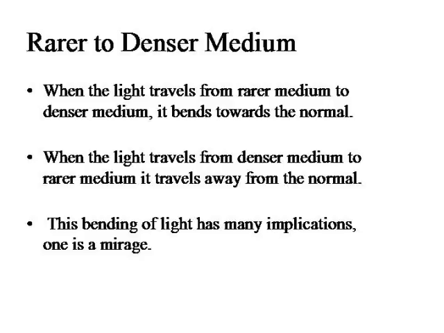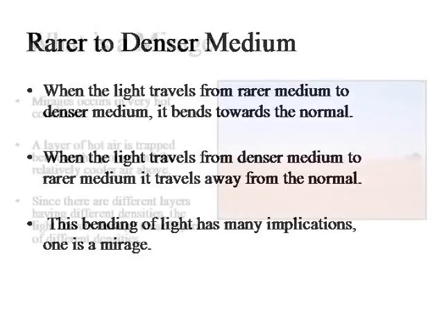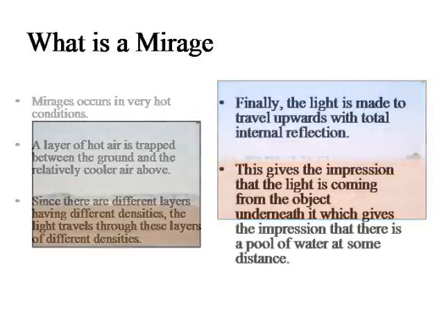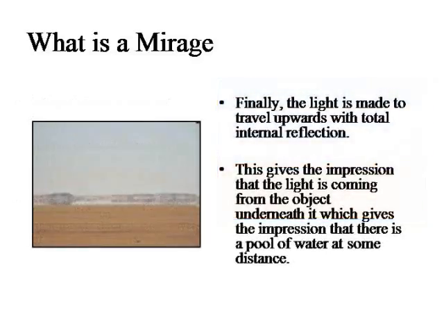This bending of light has many implications, one of which is a mirage. Mirages occur in very hot conditions when a layer of hot air is trapped between the ground and the cooler air above. Since there are different layers having different densities, the light travels in different densities. Finally, the light is made to travel upward with total internal reflection. This gives the impression that the light is coming from the object underneath. This makes it look as if there's a pool of water at some distance.